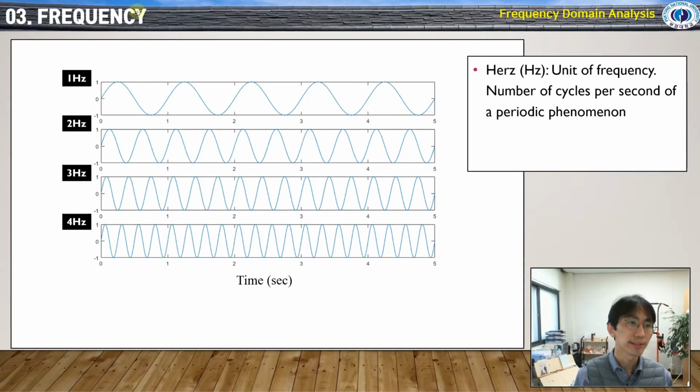So 1 hertz means that it moves once in a second. So in 1 second, 1 wave. Another 1 second, another 1 wave. If we say 2 hertz, then it moves twice in a second, right? So this is the basic term of the frequency.